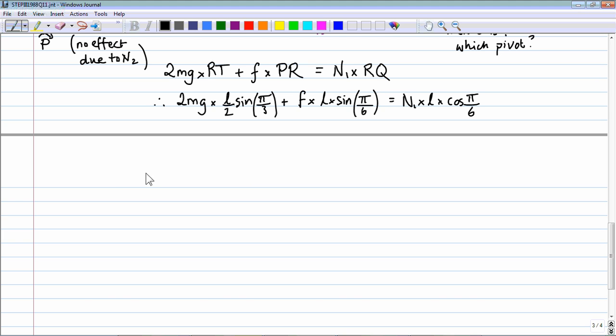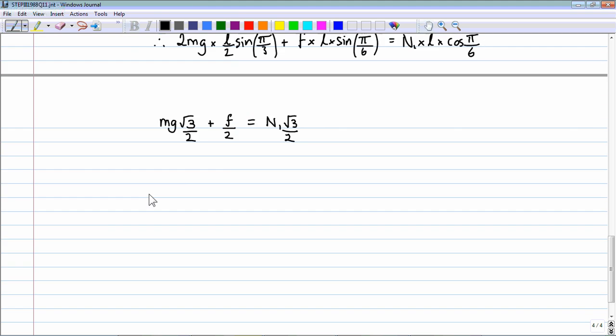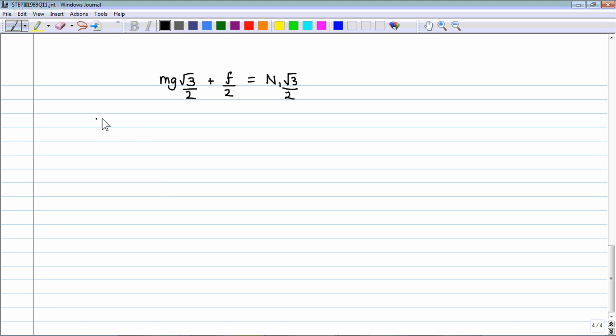Okay, obviously that simplifies down a lot. We can get rid of L, and we get mg root 3 over 2 plus F over 2 equals N1 root 3 over 2. So we know that F is mu N, so mg root 3 plus mu N1 equals root 3 N1.